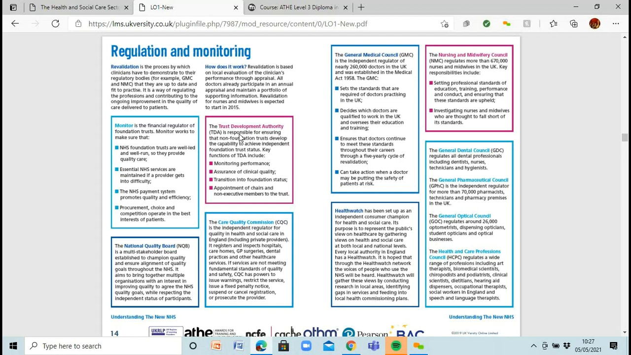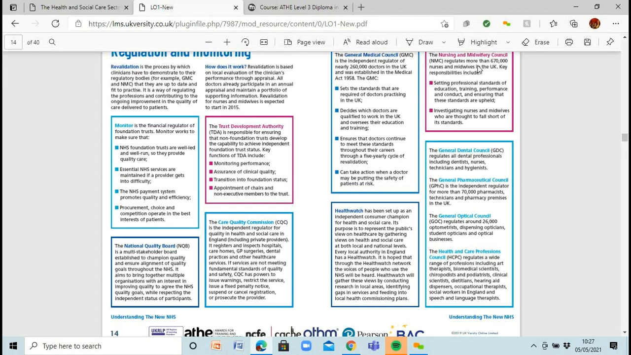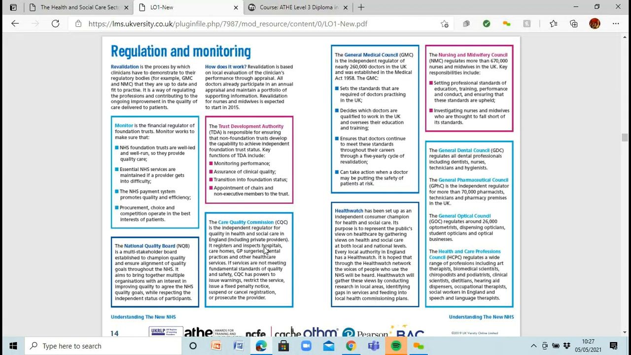It's nice, it's got a section for each little bit. There's one for the Nursing and Midwifery Council here, the Dental Council, Healthwatch, the Care Quality Commission. So it's nice to get a little bit of extra information here. So that was 1.2. Do you have any questions in regard to that?